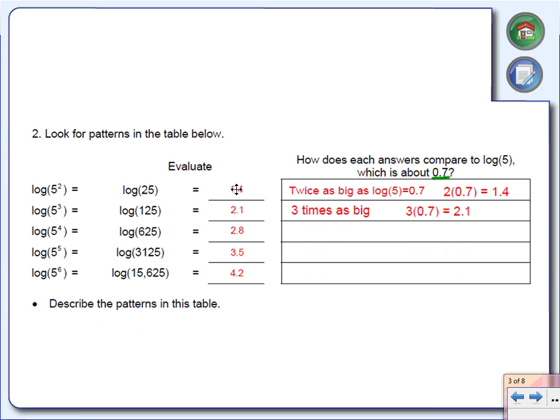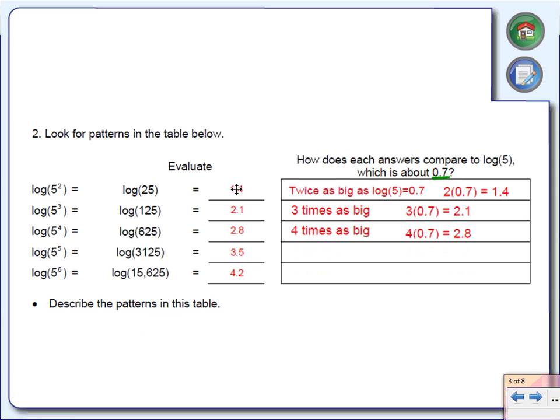What about the next one? How did I get that 2.8? How did we go from a 0.7 to a 2.8? Well, this one got 4 times as big. In other words, we took that 0.7 and all we did was multiply it by a 4. Y'all noticing a pattern here, right? What's going on? What are we doing?